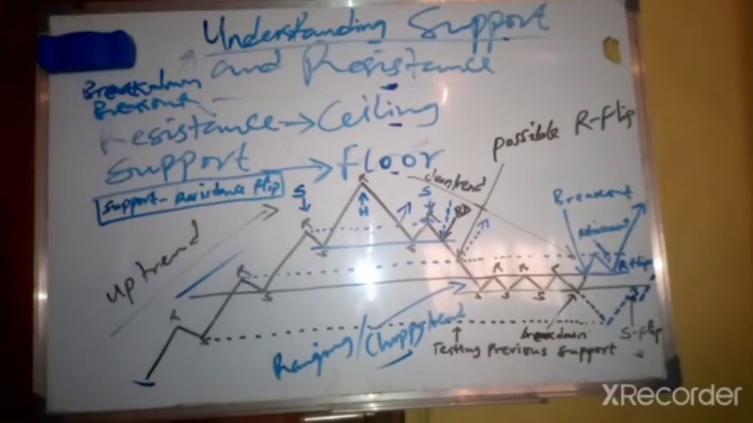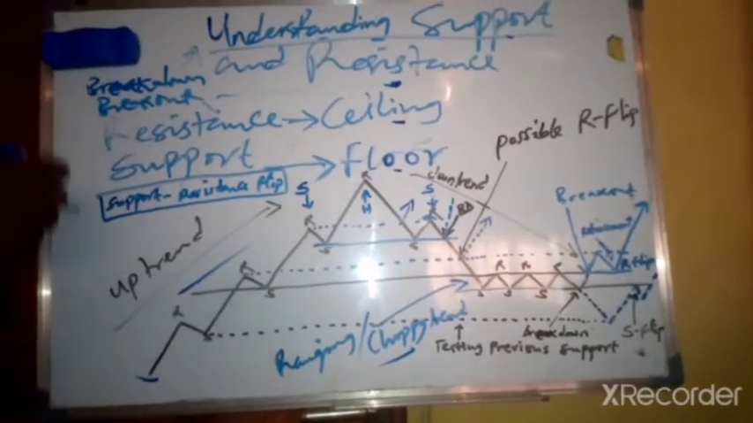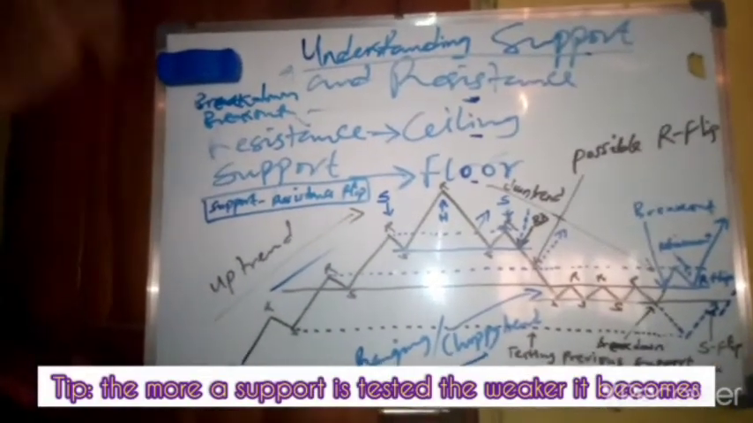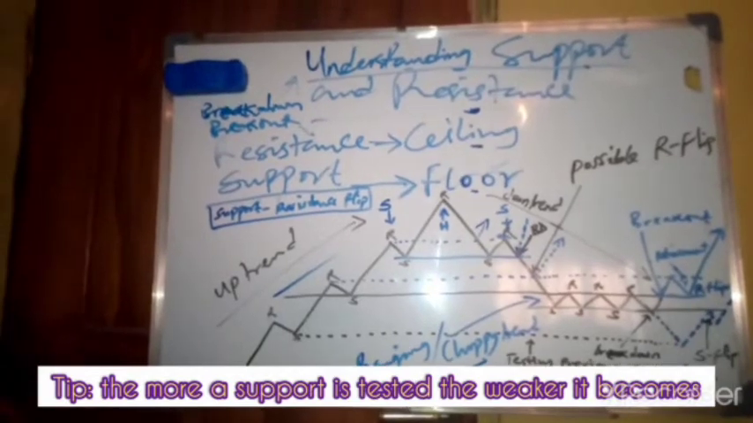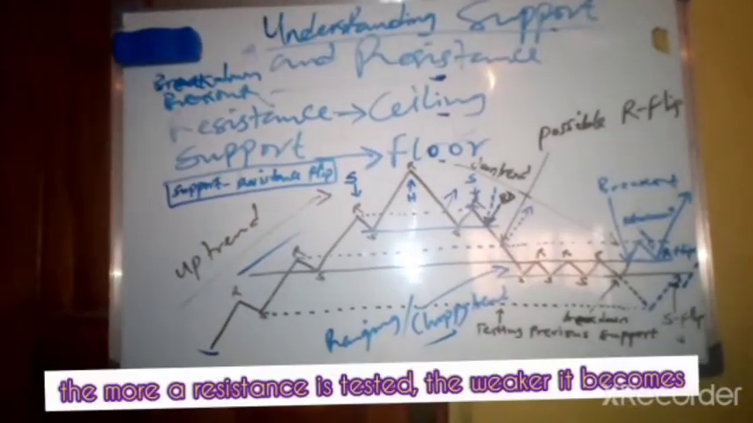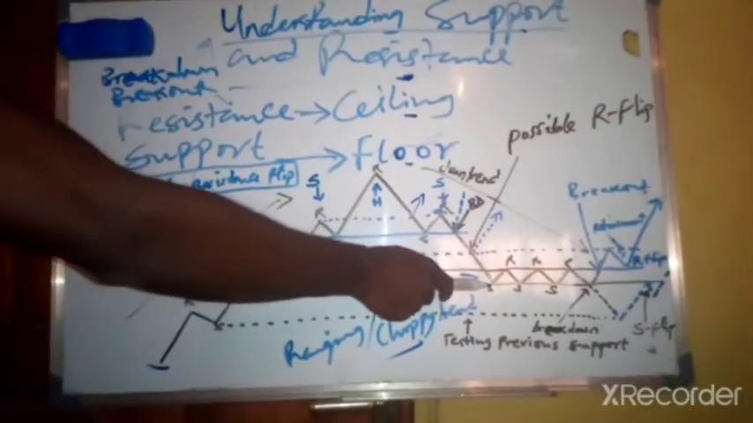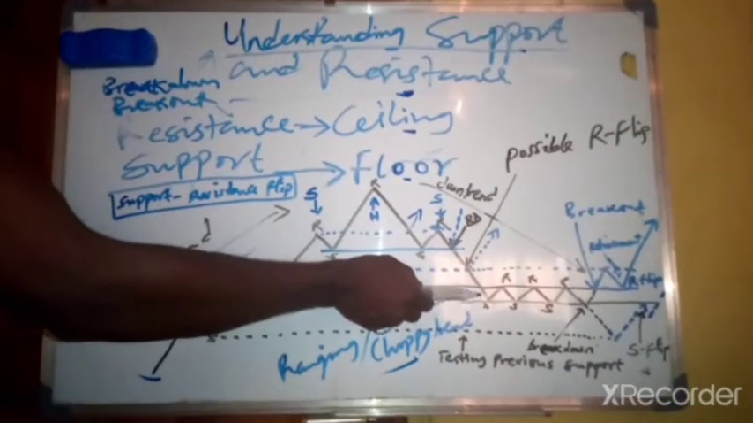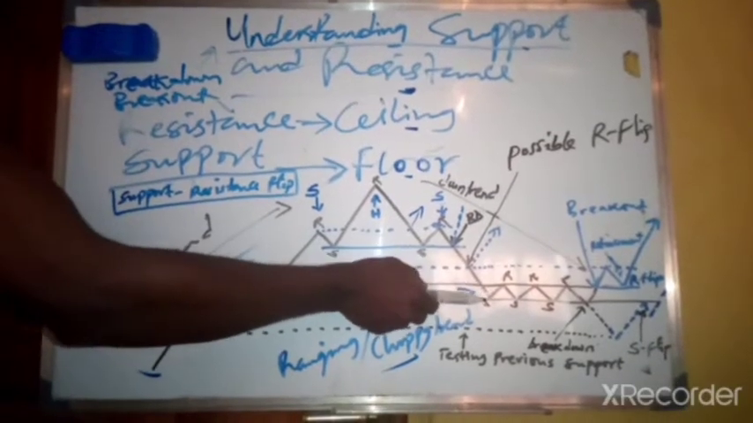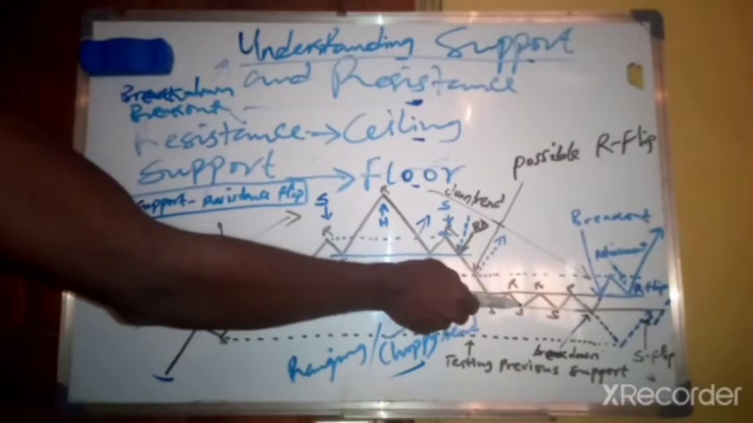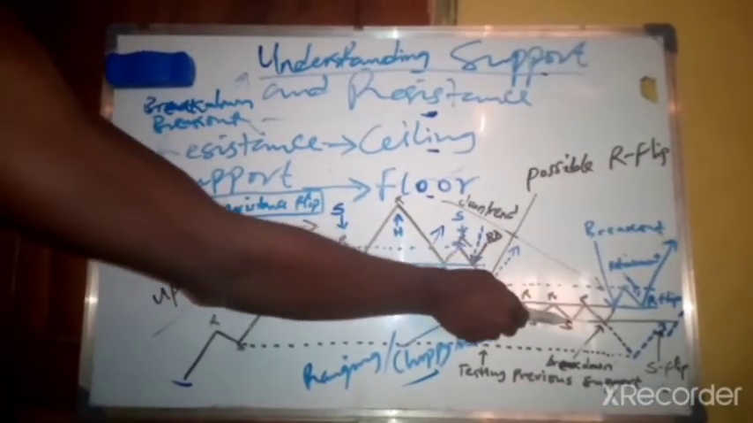And another tip I want to drop for you is, the more a support is tested, the weaker it becomes. Do you understand? The more a support is tested, the weaker it becomes. Same goes for resistance. The more a resistance is tested, the weaker it becomes. In the sense that, okay, let us look at this ranging market. We saw that the price went to this place and formed a new support, formed a new resistance, came back to the support, went back to the resistance, came back to the support, went back to the resistance, came back to the support.